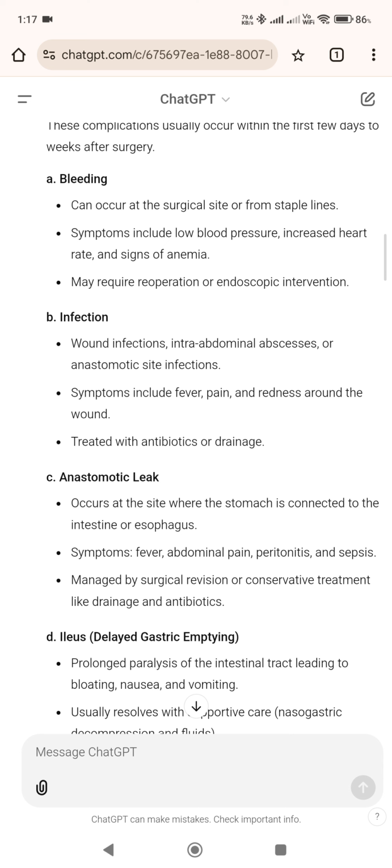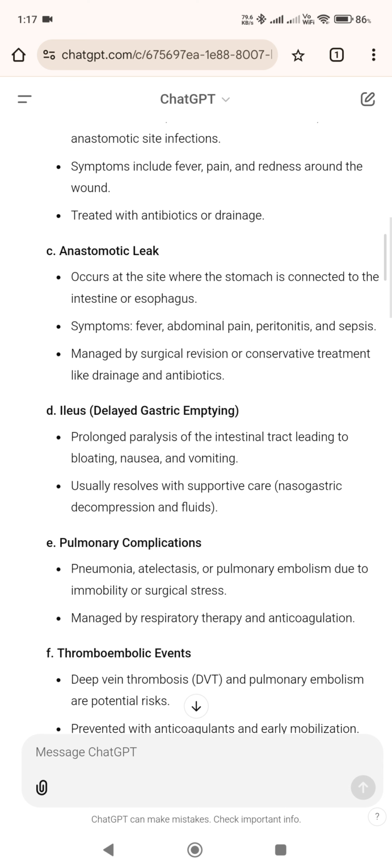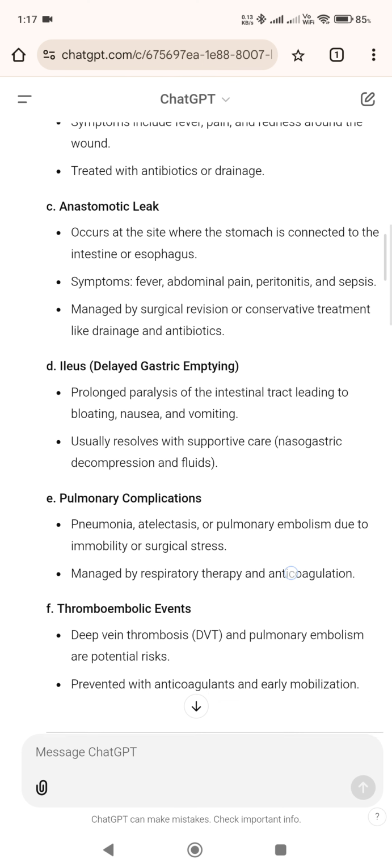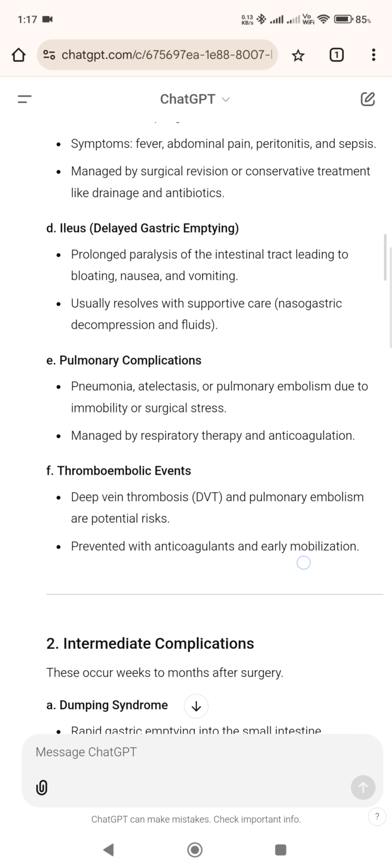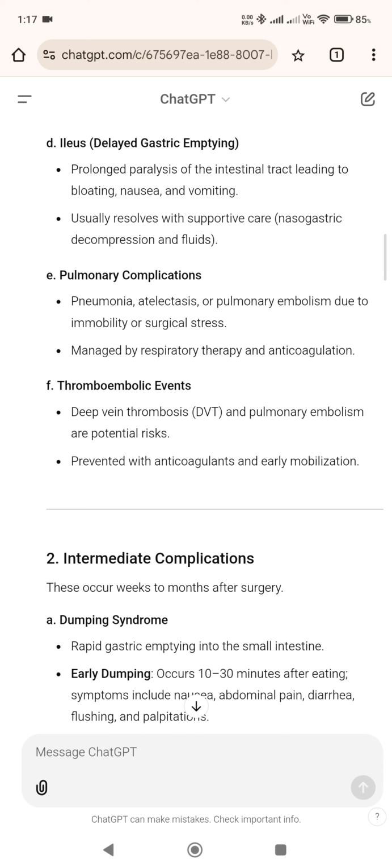C. Anastomotic leak occurs at the site where the stomach is connected to the intestine or esophagus. Symptoms: fever, abdominal pain, peritonitis, and sepsis. Managed by surgical revision or conservative treatment like drainage and antibiotics. D. Ileus, delayed gastric emptying. Prolonged paralysis of the intestinal tract leading to bloating, nausea, and vomiting. Usually resolves with supportive care, nasogastric decompression, and fluids.